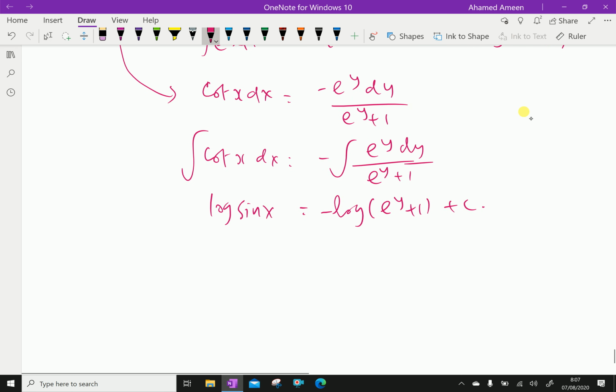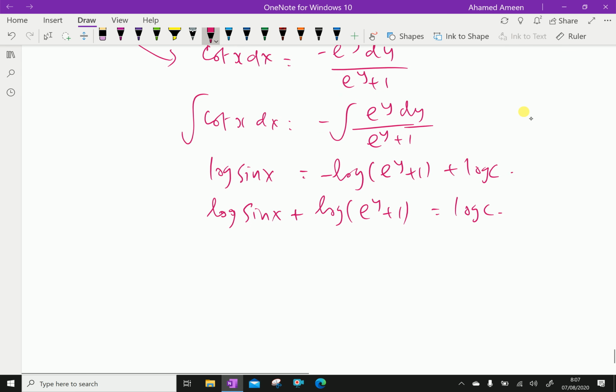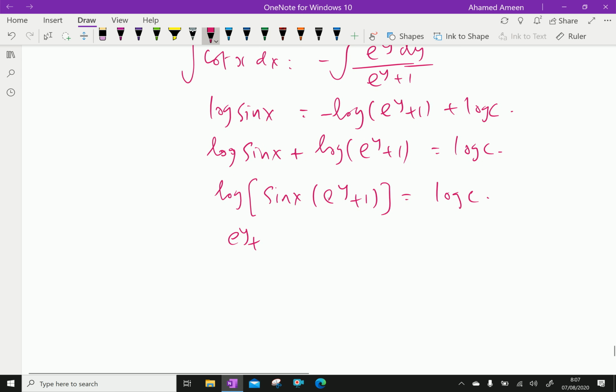So collecting log on one side, log sin x. Instead of c, you can put log c also because it is a constant. So log sin x plus log of e power y plus 1 equal log c. So we have log of sin x into e power y plus 1, because addition becomes multiplication for the log, equal log c. Removing log on both sides, we can write e power y plus 1 sin x equal c. So this is the solution.